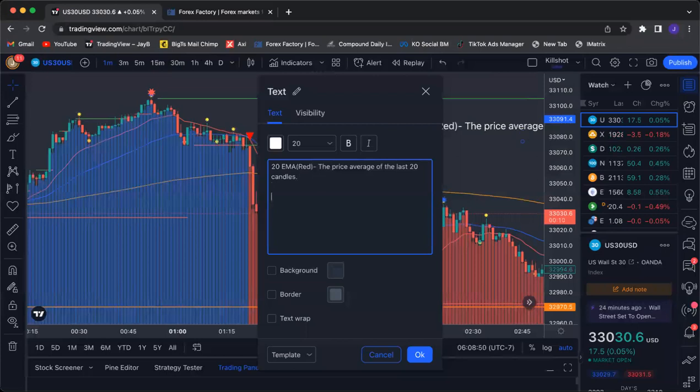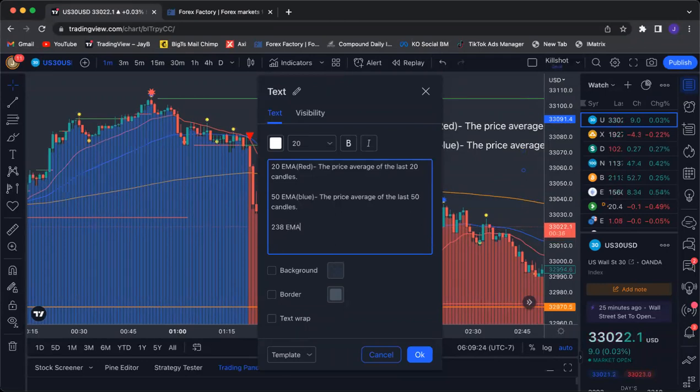Now we've got our 50 EMA, blue, price average. That's the same for every time frame you go to. It'll be the last 50 candles. These are the 3 EMAs that I use.